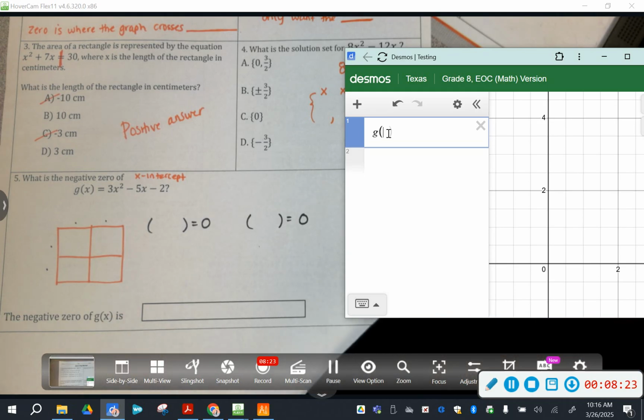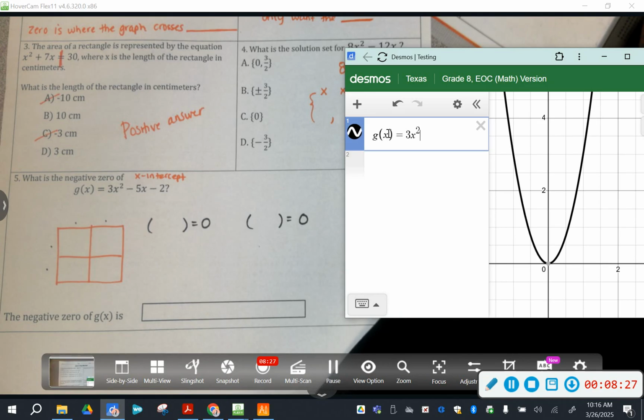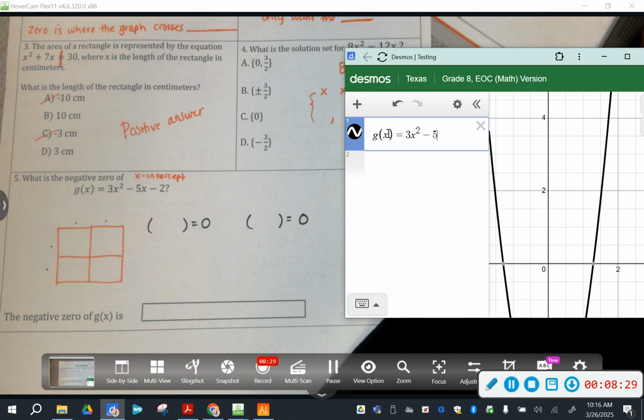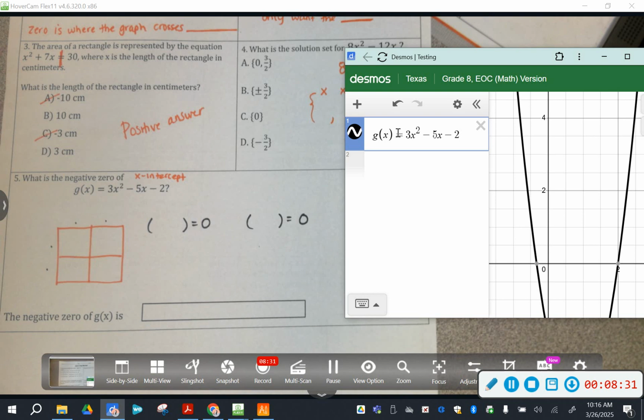So type in your function. I'm not going to do the whole thing with you, so don't get too happy that I'm typing it in, because you're going to have to type it in so you can click on what are the, oh, not both of them. It only wants the negative answer, all right? So type your negative answer in. Would it be this one? Is this one the negative one? No. So do not put a 2 right here.